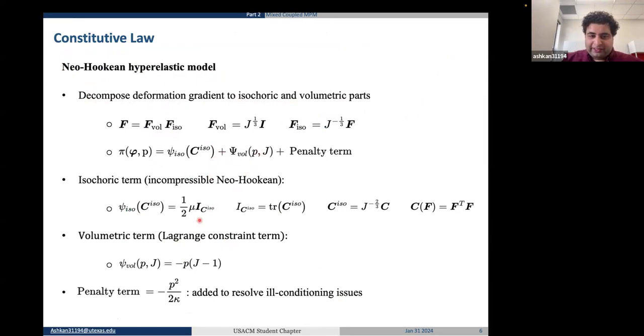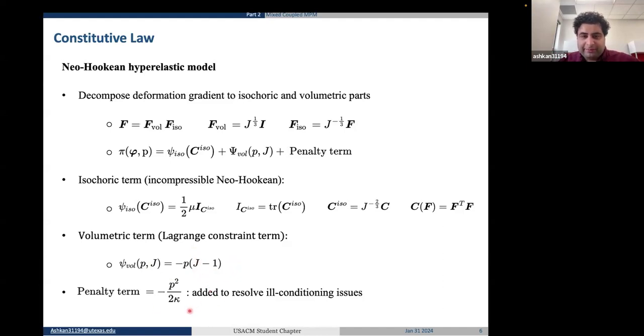The isochoric part is just the incompressible Neo-Hookean term, and the volumetric part is a Lagrange constraint term to impose the J equals 1 constraint. Because our material is incompressible, we want the volume to not change. So this term is imposing the condition J equals 1.